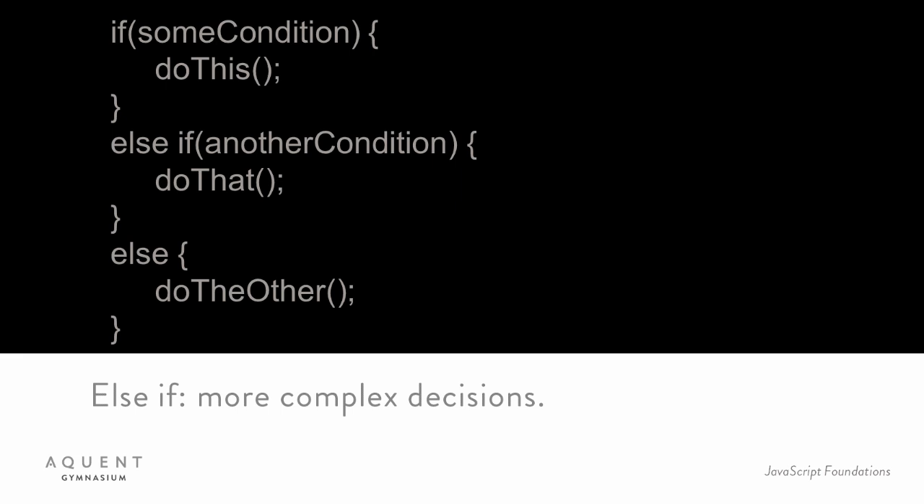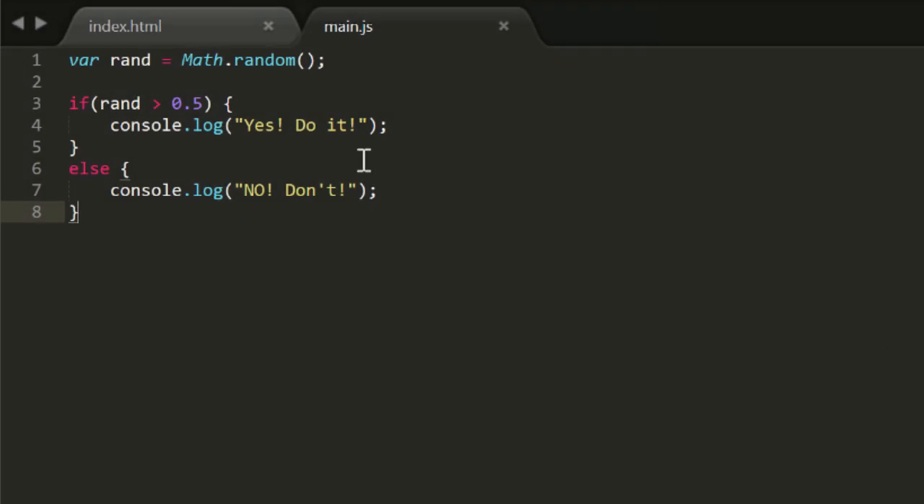This looks like this, and it works just about how you would expect it to. If this, do this. Else, if that, do that. Else, do the other. So let's add a maybe clause to the decision maker.